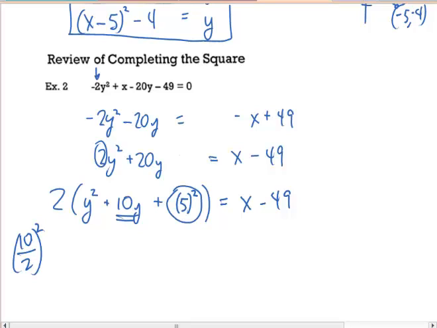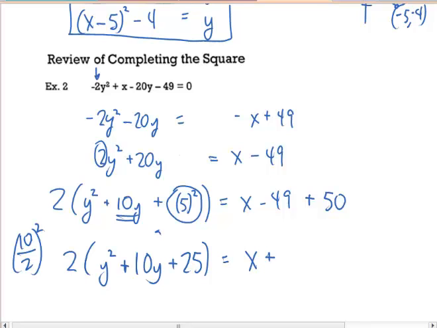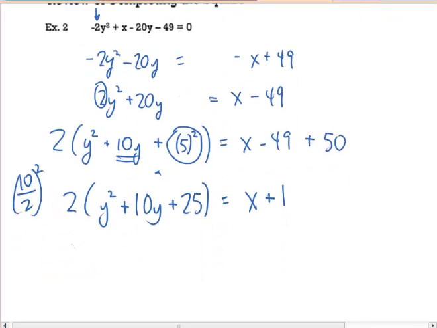Now, remember, I added 25 to the left inside of a term that's being multiplied by 2. So really, I added 50 to the left. So on this side, I've got to add 50 just to keep things balanced. I'm going to rewrite this in its perfect squared trinomial form. I have plus 10y plus 25 inside the parentheses equals x plus 1. So I'm just going to simplify those terms. Because I did make a perfect squared trinomial, I can now write this as a binomial squared, so it's y plus 5 squared equals x plus 1.